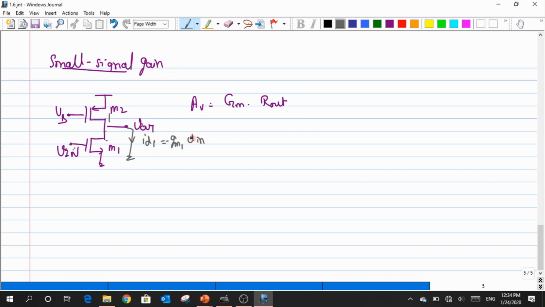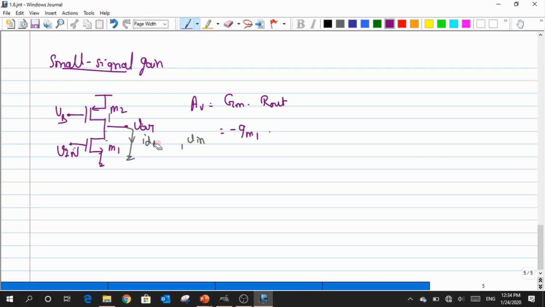I think all these things we have done already. Nothing new I'm talking. So in general, the capital GM of this particular circuit is nothing but minus GM1 itself. There is no change. Almost all the circuits that we have discussed, the capital GM stays the same whenever I talk about a CS amplifier, which is a simple structure. Clear? Now, what about the R out?